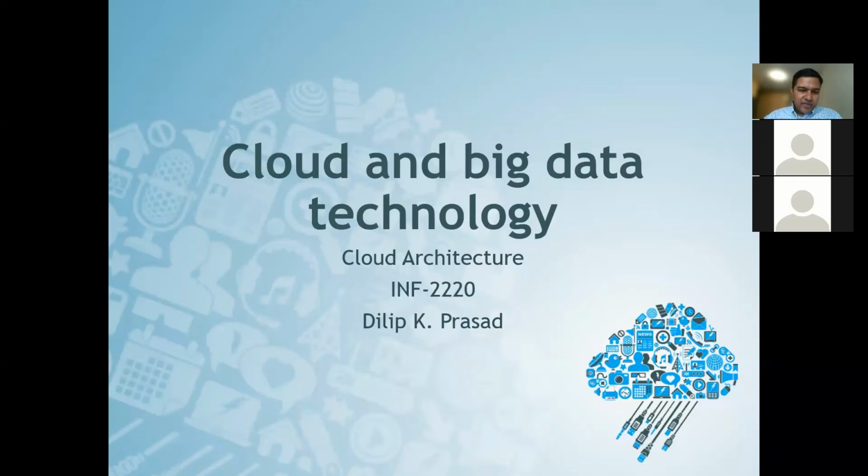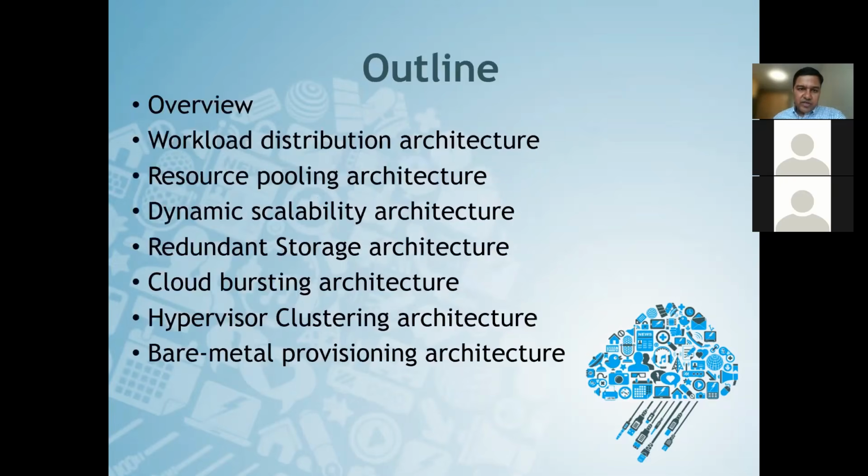Cloud architecture. We saw different kinds of services, like fault tolerance, load balancing, traffic management, VM creation, deployment, and security. So how are they managing these internally? We'll be covering some of the architecture.